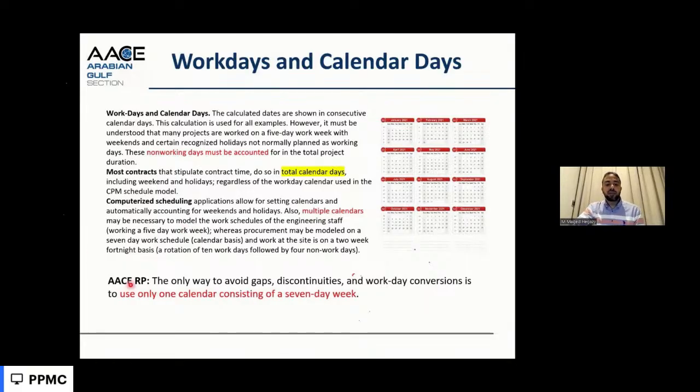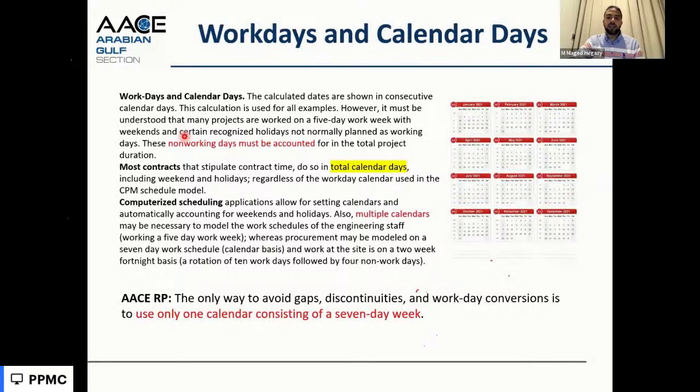The AACE recommended practice to avoid these things in the analysis can be done in cases of delay analysis where the calendars are affecting the analysis. They proposed a solution: to make only one calendar, 7 days a week, and then add these vacations embedded inside the durations of the activities. So this is a solution proposed in case of delay analysis by AACE.